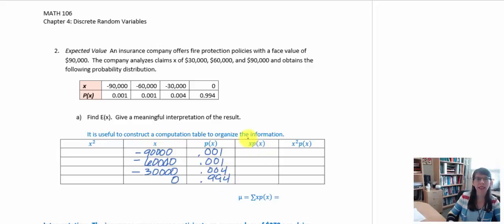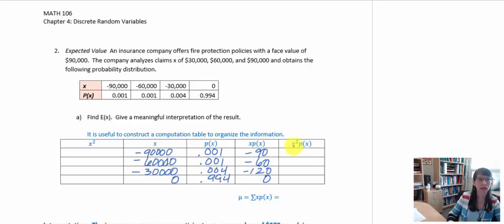In order to complete the XPX column, we're multiplying the X value of negative 90,000 by 0.001, and that gives us negative 90. For the next product, we have negative 60, and then we have negative 120, and 0 times 0.994 would be 0.